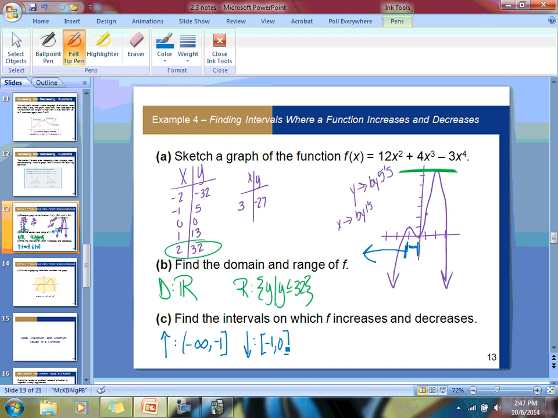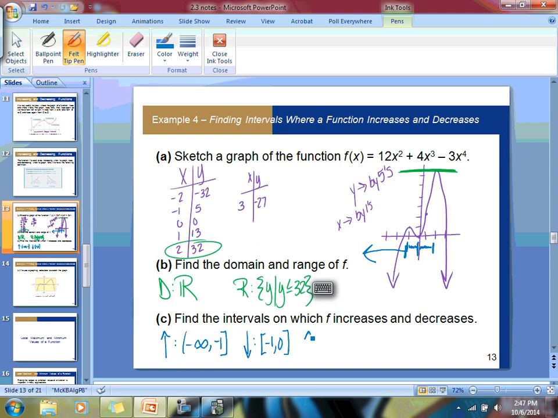So it could be interpreted both ways. So I'm going to use that solid bracket. It's still a solution. It's still a point on this graph. There's no open circle or anything like that. So I'm going to use those solid brackets. Okay, and then as I continue from left to right, now my graph starts to increase again until we get to 2.